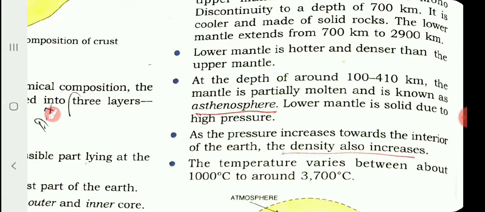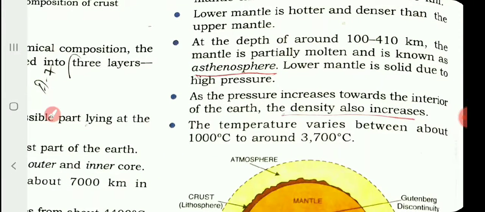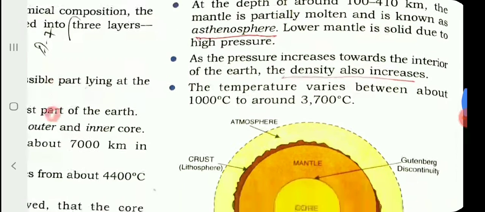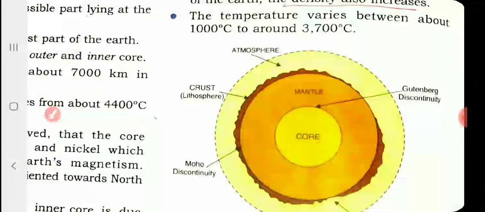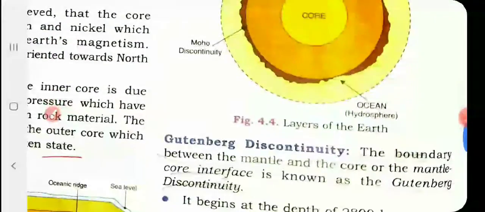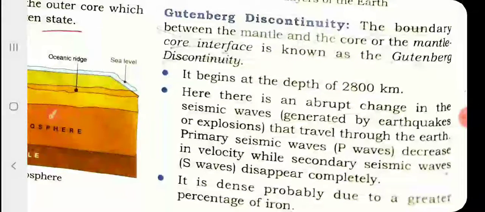The lower mantle is hotter and denser than the upper mantle. Now, where is it liquid? In the upper mantle, at the depth of around 100 to 410 kilometers, the mantle is partially molten and is known as the asthenosphere. As the pressure increases towards the interior of the earth, the density also increases. The temperature varies between about 1000 degrees Celsius to around 3700 degrees Celsius.